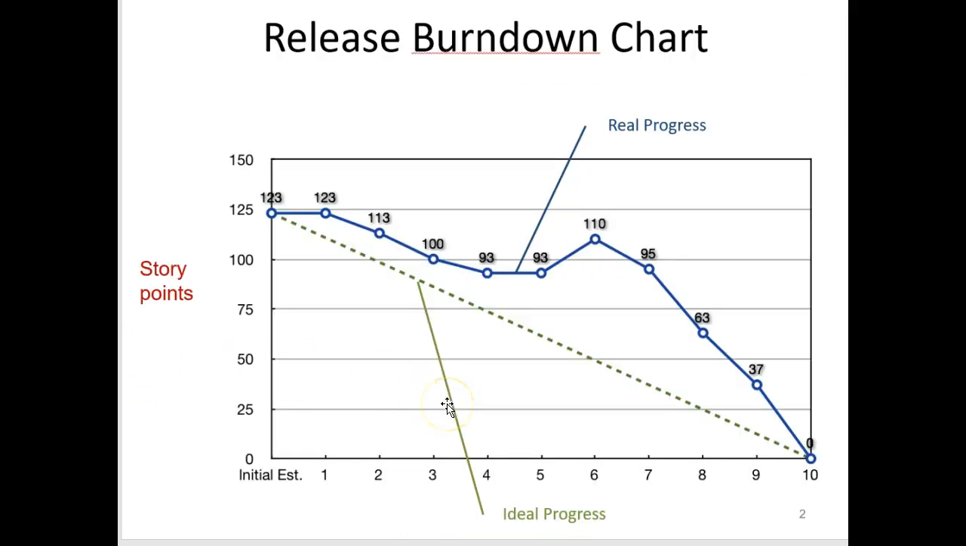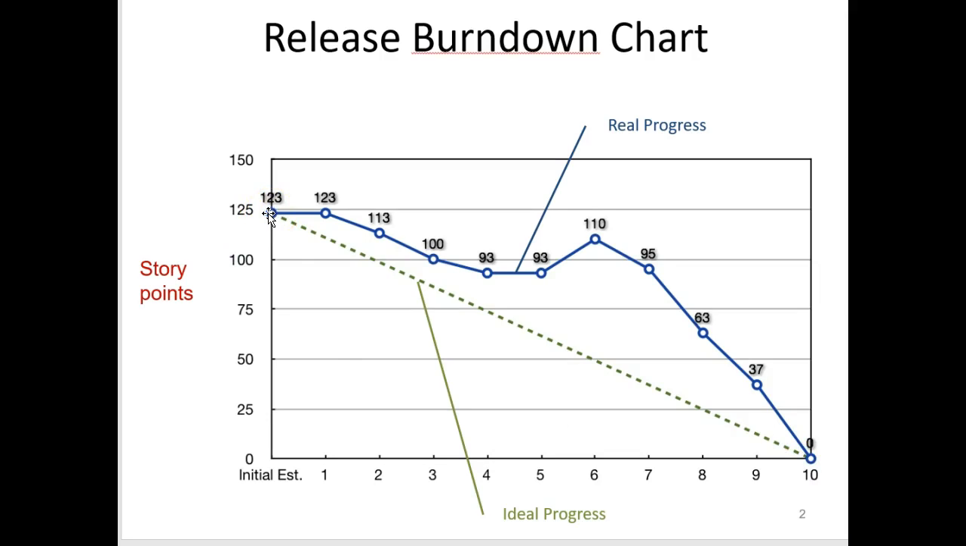So this is a burn down chart. You see here there are two lines. The green line is what we call ideal progress. If you look at the first number here, 123 is the total amount of work to be done in 10 working days. So 10 working days here, 123, and that is in story points. You could put it in hours.